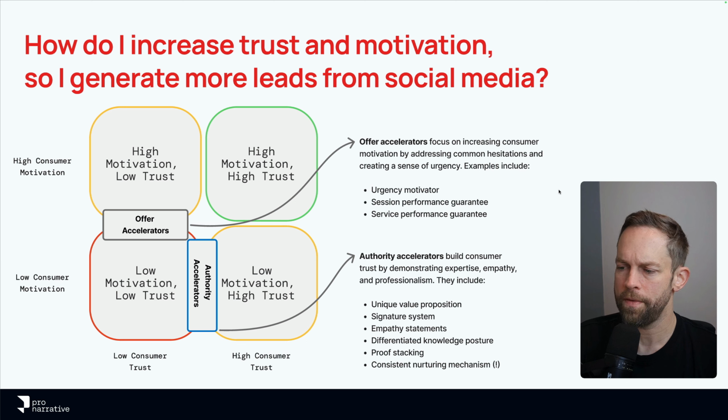And then lastly, we have a service performance guarantee, and this is a traditional guarantee where it says, look, if the solution that we provide you doesn't provide the expected result that we say it will, we'll compensate you in some way. So a classic guarantee. So those are offer accelerators, and as you can probably tell, they're designed to increase motivation, to get people to act sooner rather than later, reduce the risk that they feel might be stopping them from engaging you, and positioning you in a different place than your competitors.